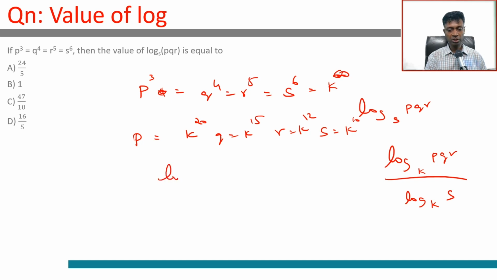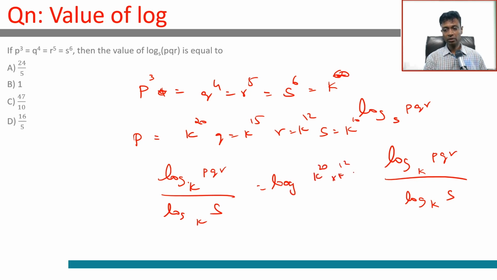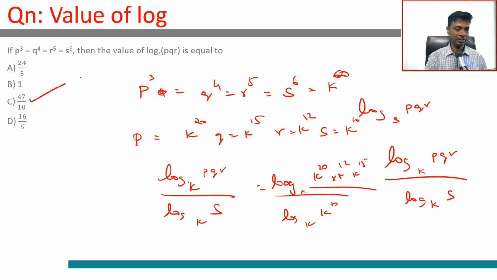Log of PQR to the base k by log S to the base k. So it's log of k power 20 into k power 12 into k power 15. P, R and Q, I've written it incorrectly, by log of k power 10 to the base k. This is simple. 20 plus 12 is 32. 32 plus 15 is 47. 47 by 10. This is the answer.